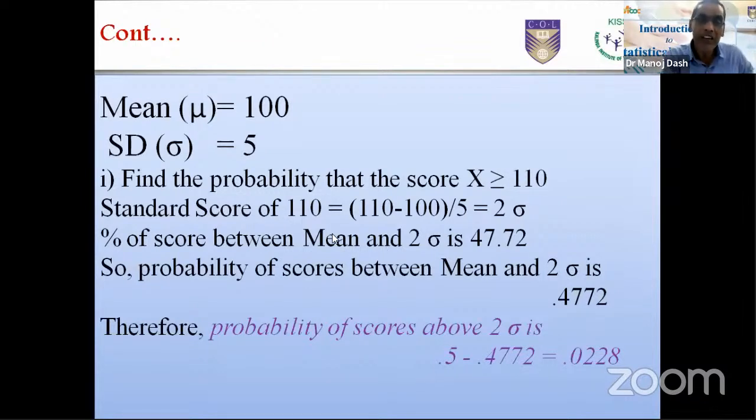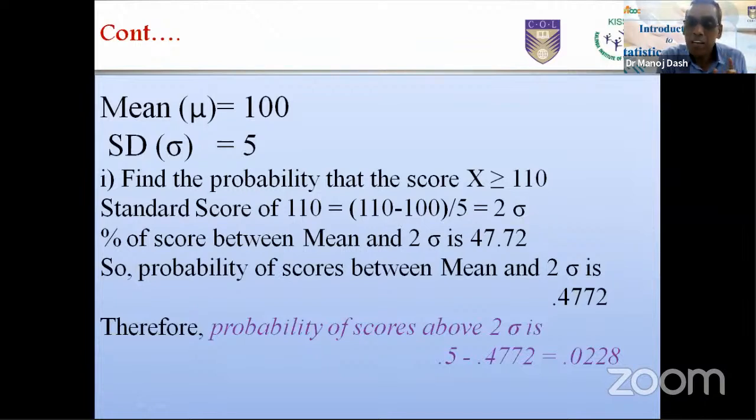So see, mean is 100, standard deviation is 5. Find the probability that the score is greater than or equal to 100. The first point is to immediately convert the raw score to standard score. Our raw score is 110. Formula remains the same: score minus mean by standard deviation. You will get 2 sigma.